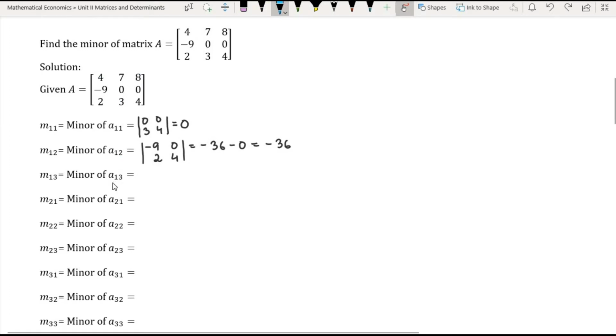Next, the minor of A13, that is element 8, denoted by M13, is obtained by deleting the row and the column in which element 8 is present. On deleting the row and the column, we are left with elements minus 9, 0, 2, 3. Minus times plus equals minus. 9 times 3 equals 27. Minus 2 times 0 equals 0. So the minor of the element A13 is minus 27. In a similar manner, the minors of all the other elements are found.